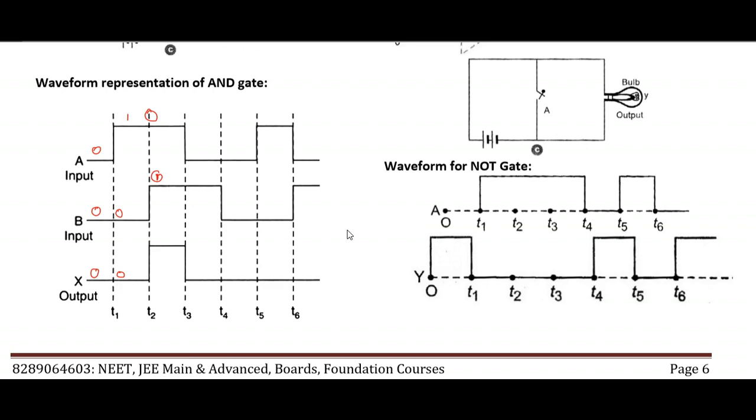At this point, what happens? B input is 1, but A input has turned out to be 0. Up to this point, output will be 0. Why? Because input A is 0, low, and output will also be low. And at this point A becomes 1, then B becomes 0. As B becomes 0, one of the inputs is 0, so output will be 0. Here again, B becomes 1, but A becomes 0, and here again the output will be low. So in these cases the output is low. This waveform representation is very important from the examination point of view.